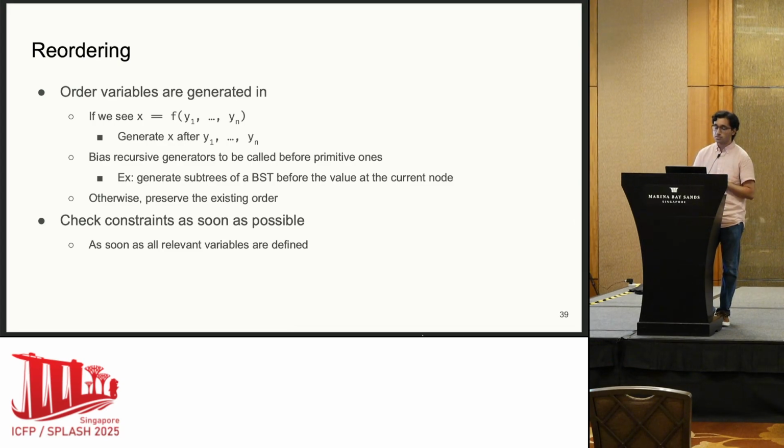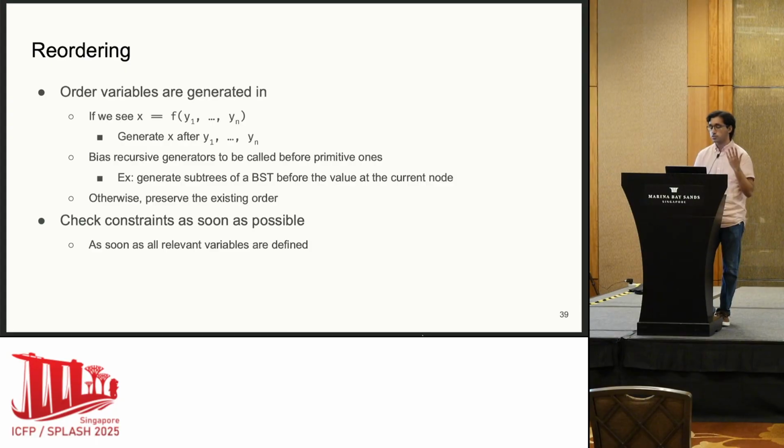And then as a second thing, we also want to bias recursive generators to be called before primitive ones. If you imagine generating a binary search tree, you have a node, you want to generate 2 subtrees as well as the value at the current node. It's cheaper to generate the value at the current node, and so you want that to be generated later so that when you backtrack, that gets regenerated first. And then otherwise, we preserve the existing order.